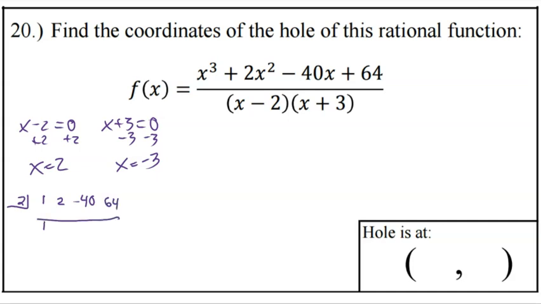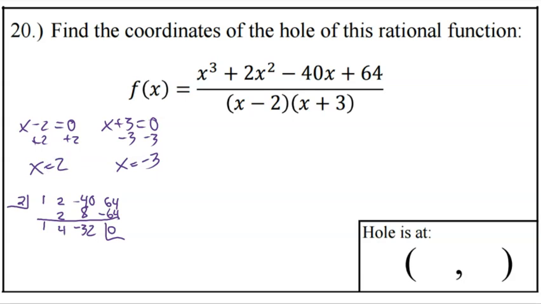And bring down the 1. 1 times 2 is 2. 2 plus 2 is 4. 4 times 2 is 8. 8 minus 40 is negative 32. Negative 32 times 2 is negative 64. Negative 64 plus 64 is 0, and there's our remainder, 0. So if we plug 2 into the numerator, we get 0, and therefore there is a hole at 2.